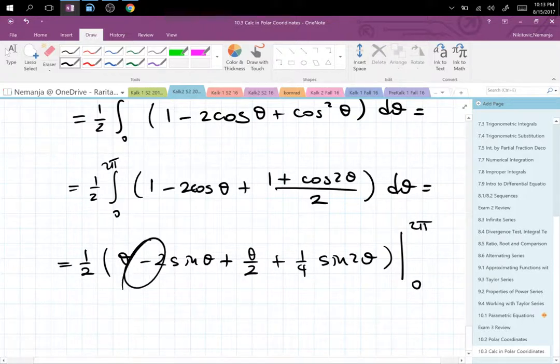This one? No. Integral of cosine is positive sine. Derivative of cosine is negative sine.